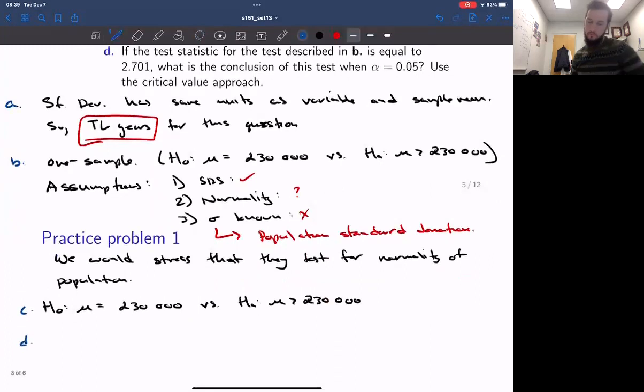All right. So in part D, it says, if the test statistic for the test described in B is equal to 2.701, what is the conclusion of this test when alpha is 0.05? Use the critical value approach. Okay, so we are being told the test statistic. So that effectively means that we are being given our step 3 value, which is the test statistic.